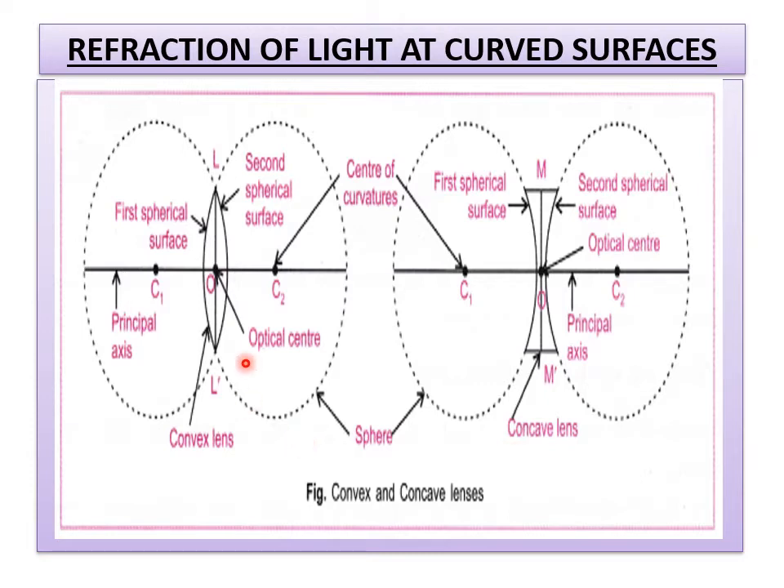If you consider the first spherical surface, it is a part of this sphere, and this second spherical surface is a part of this sphere. For a sphere we have centers. So this is the center of this sphere, and this is the center of the other sphere. I hope you have understood. We have two spherical surfaces, that is the reason we have two centers. So this is C1 and C2, named as centers of curvature.